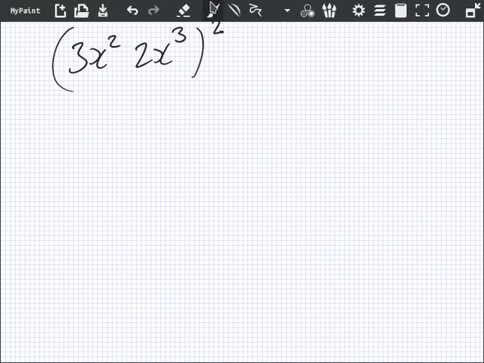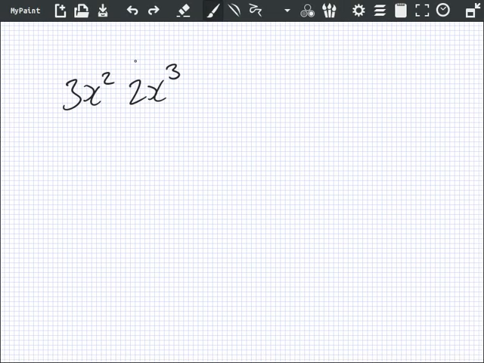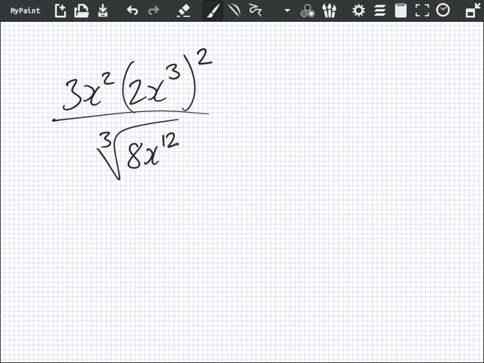3x squared multiplied by 2x cubed, all to the power of 2. No, not 3x squared, just the second one. Just the second one to the power of 2, divided by cube root of 8x to the power of 12, like this. Simplify, and equals 32 over 27. Find x.